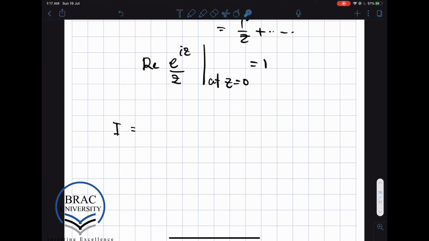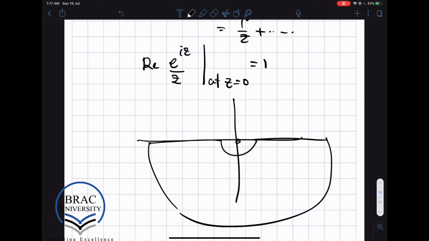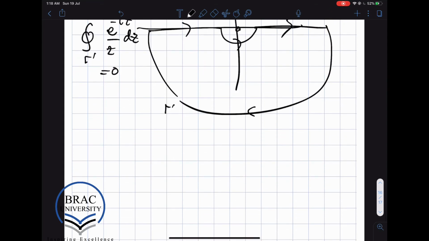Let me just draw that contour for completeness. For the second integral, we are going to do this, where of course this semicircle has an infinite radius, and there are no singularities here. So basically, if I call this contour lambda prime, then for this closed contour the integral of e to the power iz over z dz is going to be 0.